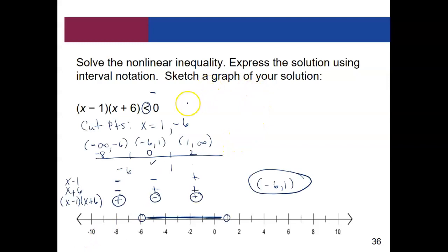Okay, so here's our answer on this one. Our cut points would be 1 and negative 6 by setting each factor equal to 0. That divides it into these 3 regions. So I chose my test points here and plugged those in. And when I plug those in, I find that this region is going to be positive, negative, and then positive. It's less than, so I need the negative region. So my negative region is this one in the middle from negative 6 to 1. So my interval is from negative 6 to 1 with parentheses.